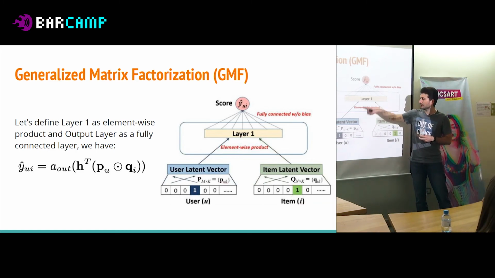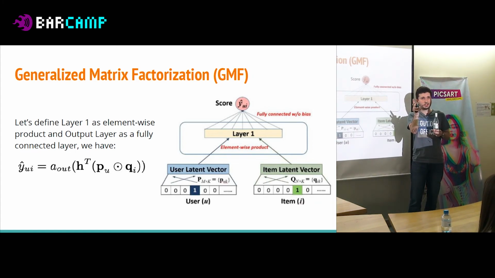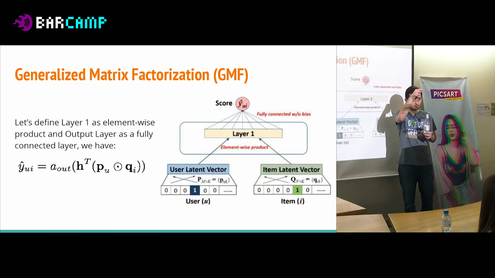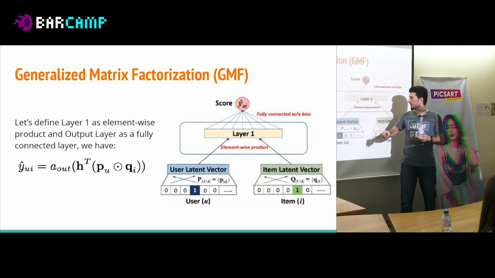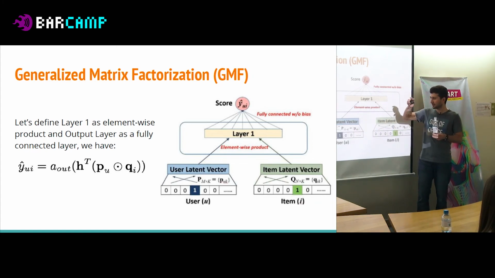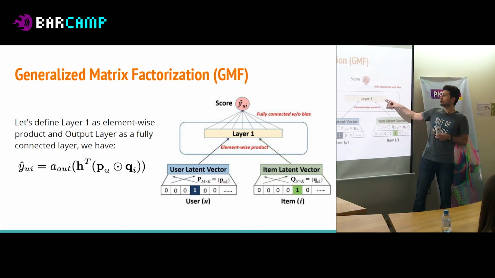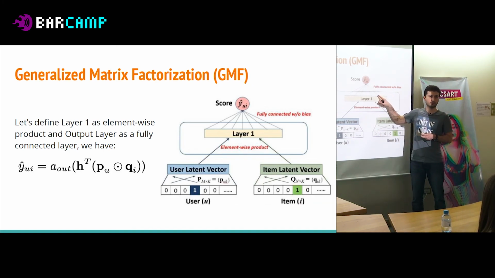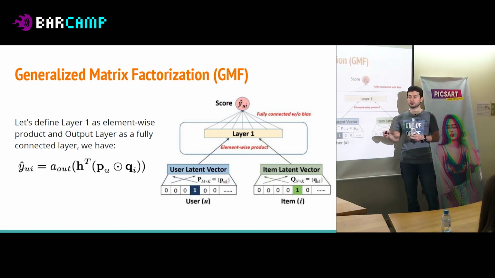What we do later, we do an element-wise product of those 2 vectors in layer 1. What does it mean? If we have an 8-dimensional user vector and an 8-dimensional item vector, we multiply the first element of the user vector by the first element of the item vector. Then we multiply the second element of the user vector by the second element of the item vector, and so on, and we get again an 8-dimensional vector here. That goes to 1 fully connected layer with, for example, a sigmoid activation function at the end, since we're trying to solve, for example, a binary classification problem.